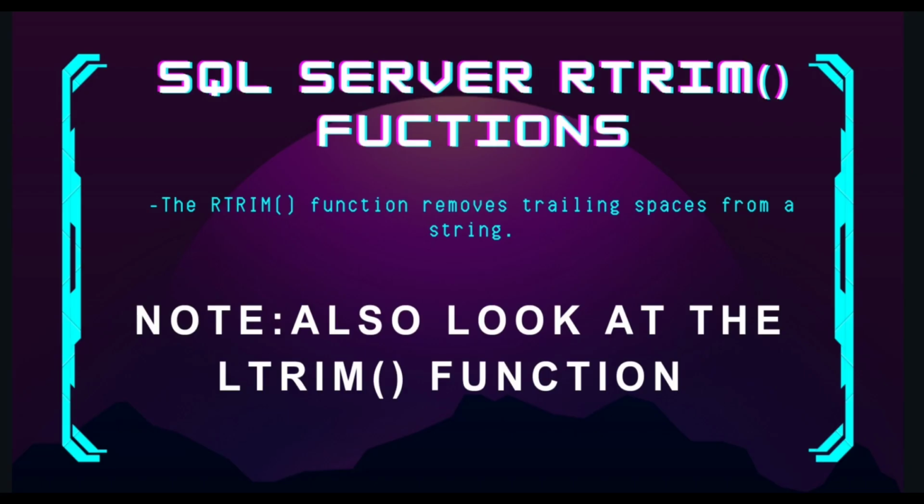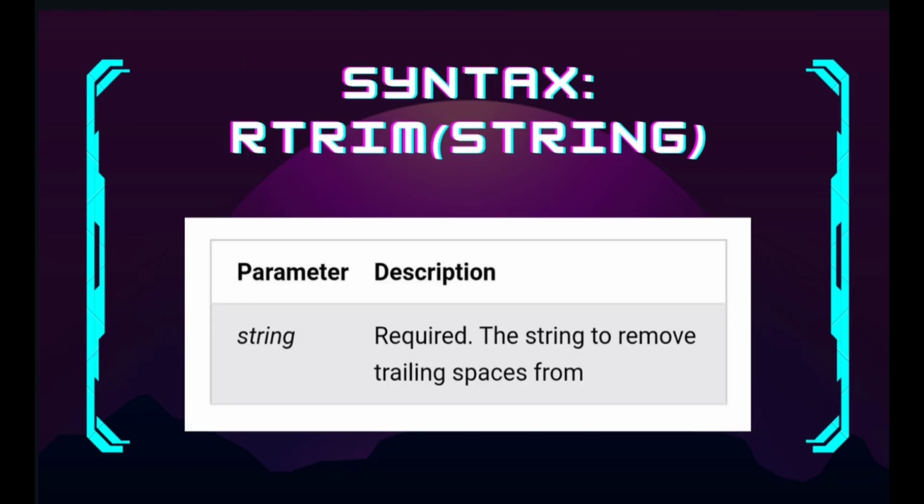Starting with the SQL Server RTRIM function. The RTRIM function removes trailing spaces from a string. Note, also look at the LTRIM function to get an idea of what RTRIM is. The syntax of RTRIM is RTRIM(string). The parameter value is string, and its description: it requires the string to remove trailing spaces from.